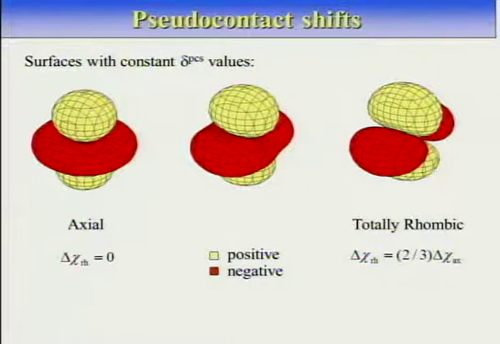You may have seen some of these pictures in papers or in books. You can actually draw what we call iso-shift curves, where you plot regions of space sitting on a surface where the value of the pseudocontact shift is constant in absolute terms. But you see that you have a positive region and a negative region, and that the shape of this depends on the magnitude of the rhombic anisotropy with respect to the axial anisotropy.